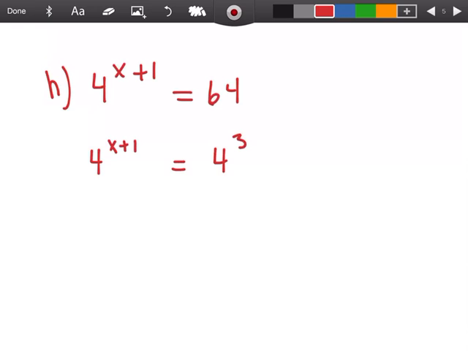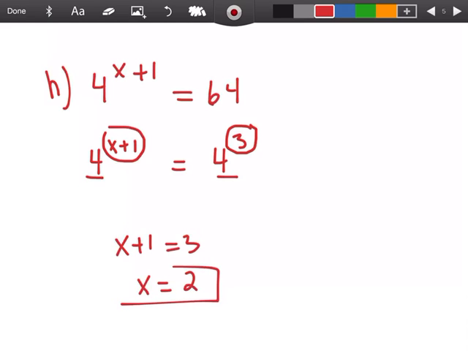But now you have the same base on both sides. So this whole thing, x plus 1, must be the same as 3. Just think about that, if that's a little bit confusing. Because 4 raised to that x plus 1, whatever that is, has to be the same as 4 raised to the third power. So x plus 1 has to be 3. Well, x has to be 2. 2 plus 1 is 3. Not so bad. That's the general trick there.